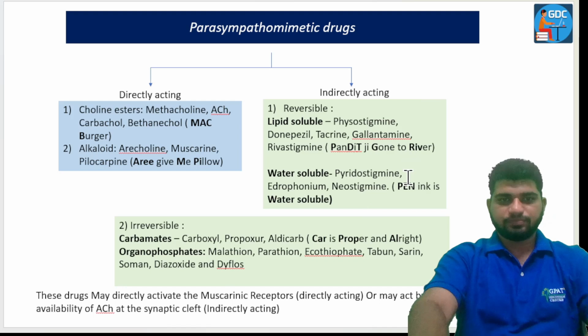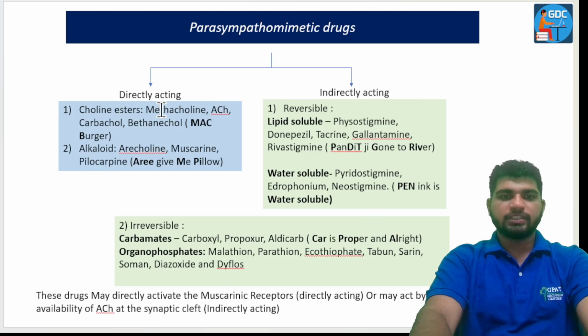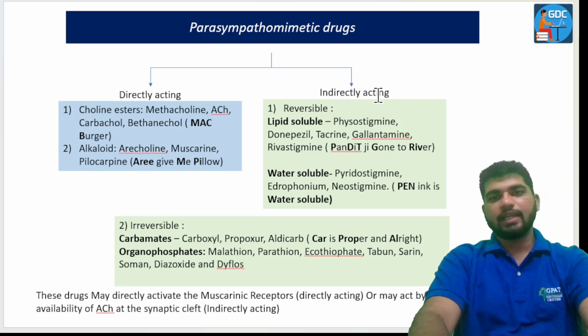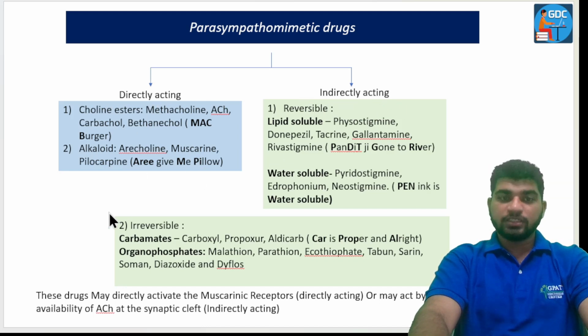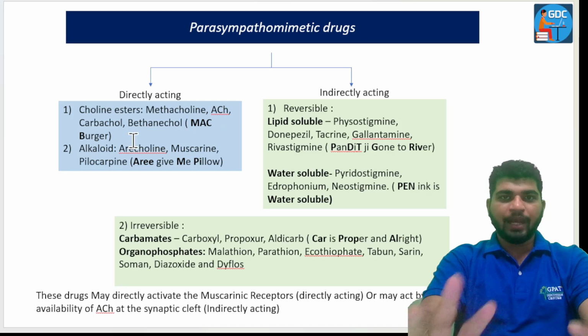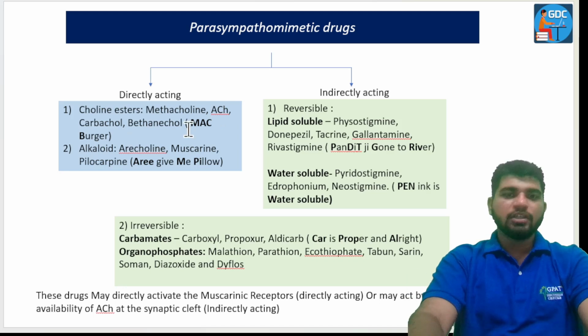So let's go towards the classification of parasympathomimetic drugs. These are divided into two parts: directly acting and indirectly acting. Directly acting are further divided into two parts: cholinesters and alkaloids. Cholinesters can be learned through a trick, that is Mac burger, McDonald's burger. Mac burger: M for methacholine, A for acetylcholine, C for carbachol, and B for bethanechol.